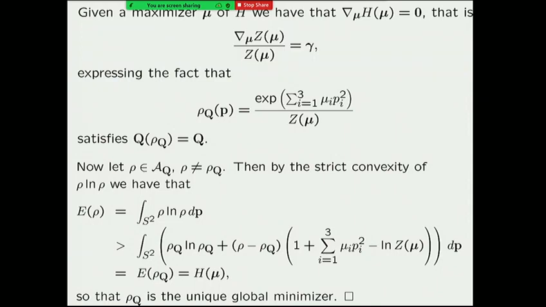And so that's what you get from here, this being zero, and that's equal to E of rho q, and then the calculation shows that it is in fact H of mu. So that means that rho sub q is the unique global minimizer. Rho sub q given by this formula is the unique global minimizer.